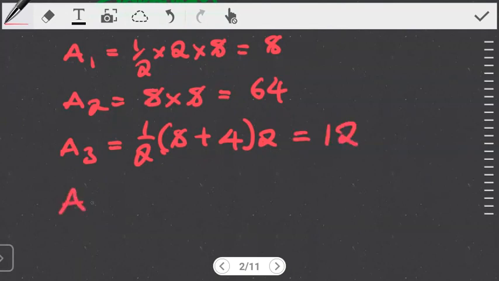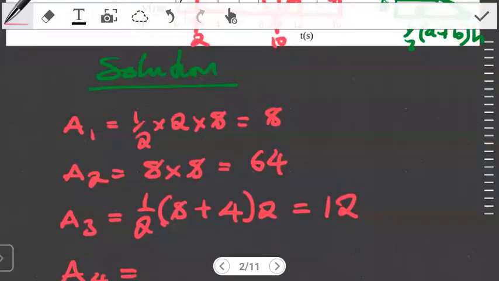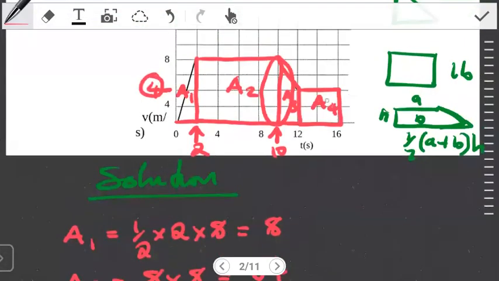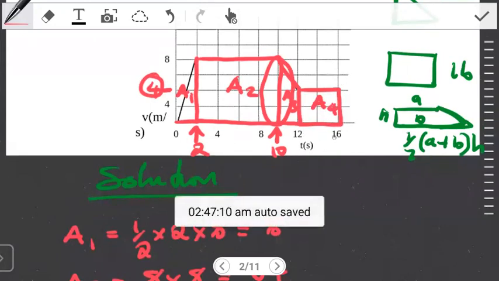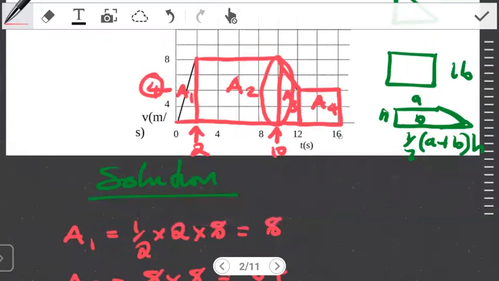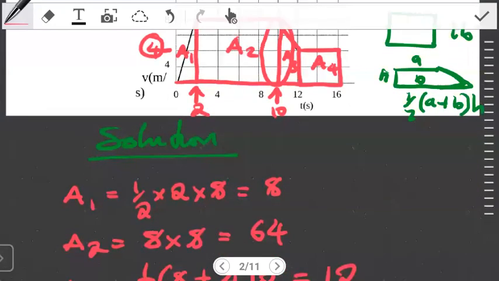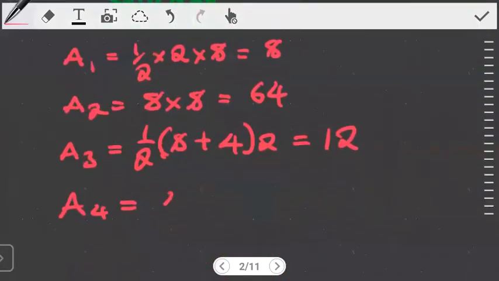Lastly, we get A4. Now we move on to get A4. A4 is that last shape there, which is our rectangle. So we're seeing that the base here is 4. It's from 12 to 16. So that's 4. And then the height is from 0 to 4. So we have 4 from the base, 4 from the height. So it's 4 by 4, and this is giving us 16.